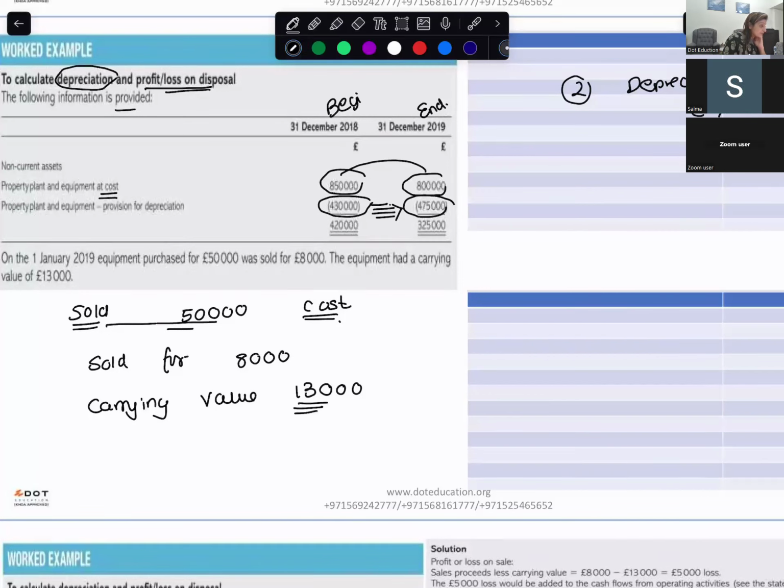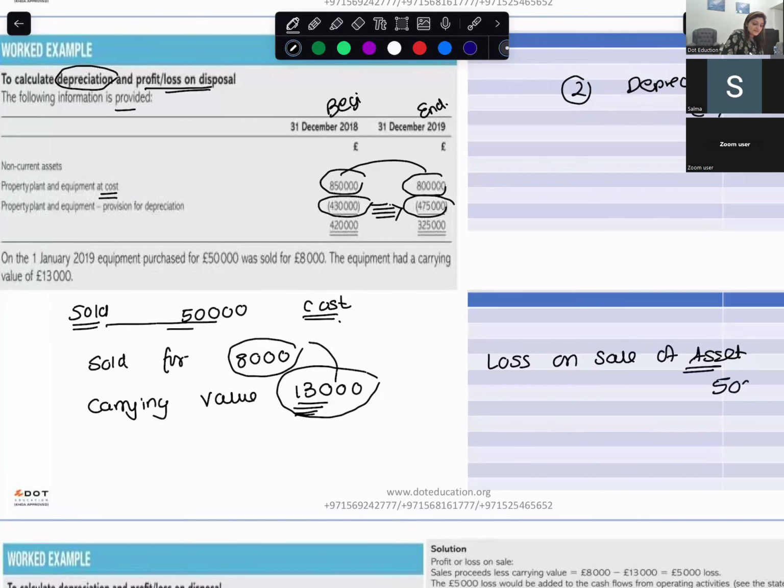So the asset whose carrying value is how much? 13,000. It is sold for 8,000. The asset whose carrying value is 13,000 is sold for 8,000. So you have a loss on sale of asset. How much? 5,000. You have a loss on sale of asset of 5,000. Okay, very good.